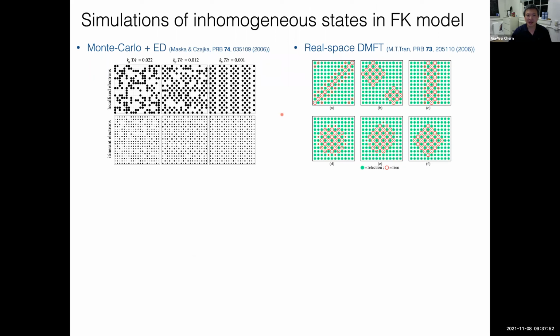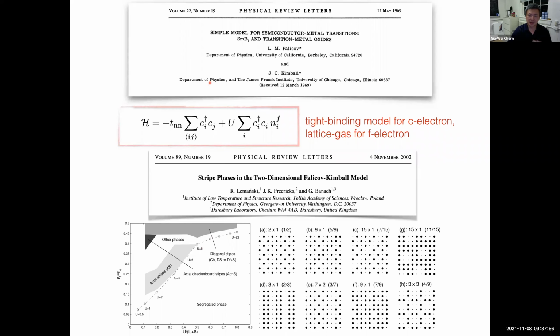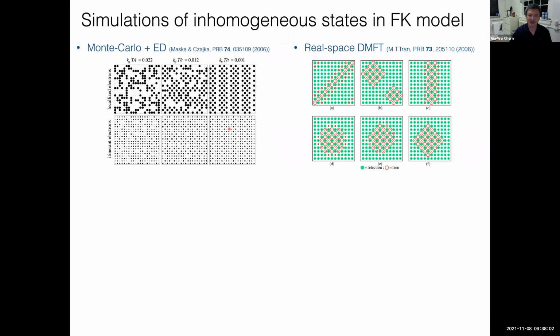So conventionally, since the C electron here is quadratic, you can again use exact diagonalization to simulate this system. So people combine Monte Carlo methods with exact diagonalization to study the equilibrium phase of this Falicov-Kimball model, or you can do real space DMFT. In this case, it's not as exact as the Monte Carlo plus ED.